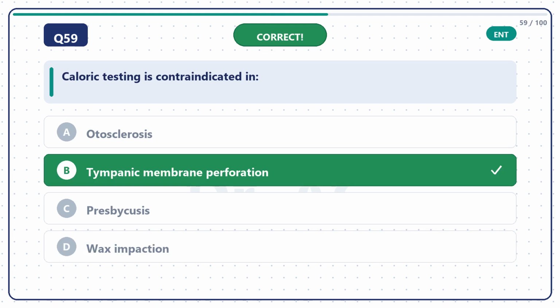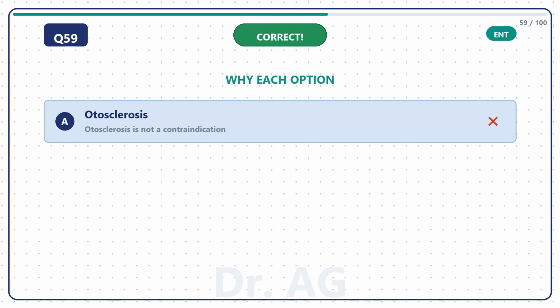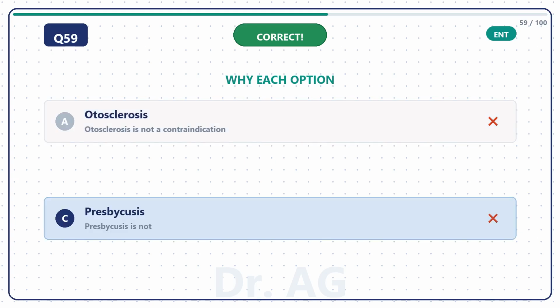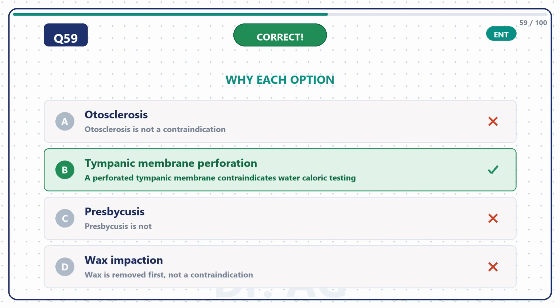Tympanic membrane perforation. Let's go through the options. Otosclerosis. Otosclerosis is not a contraindication. Presbycusis. Presbycusis is not. Wax impaction. Wax is removed first, not a contraindication. And the correct answer is tympanic membrane perforation. A perforated tympanic membrane contraindicates water caloric testing. So, the right answer is option B.